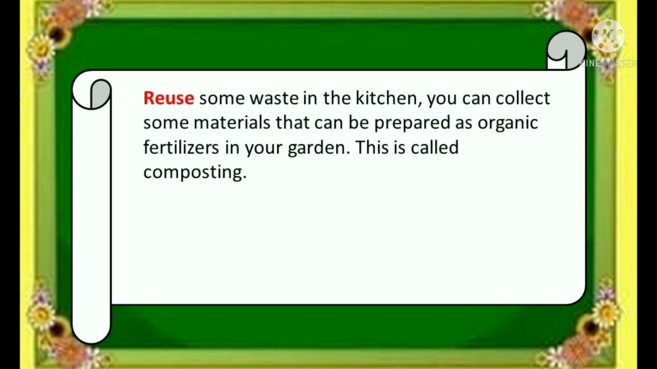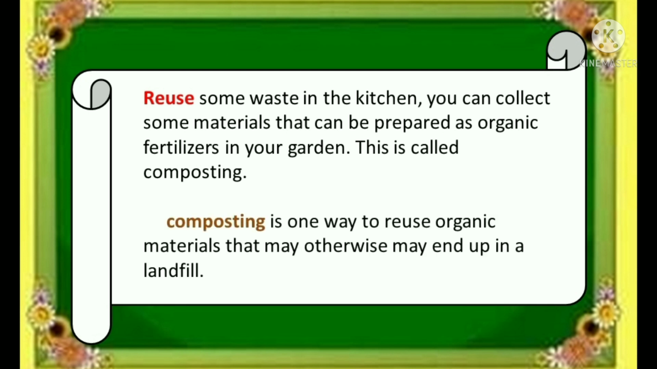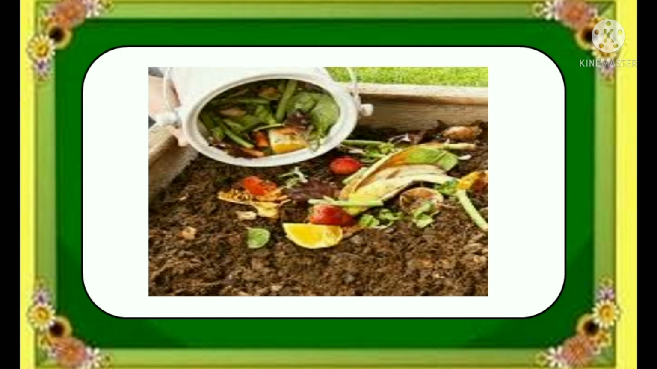Another way to manage waste in the environment is to reuse. Reuse some waste in the kitchen. You can collect some materials that can be prepared as organic fertilizer in your garden. This is called composting. Composting is one way to reuse organic materials that may end up in the landfill. This is an example of some materials or waste in your kitchen. You can prepare these to become organic fertilizer in your garden.